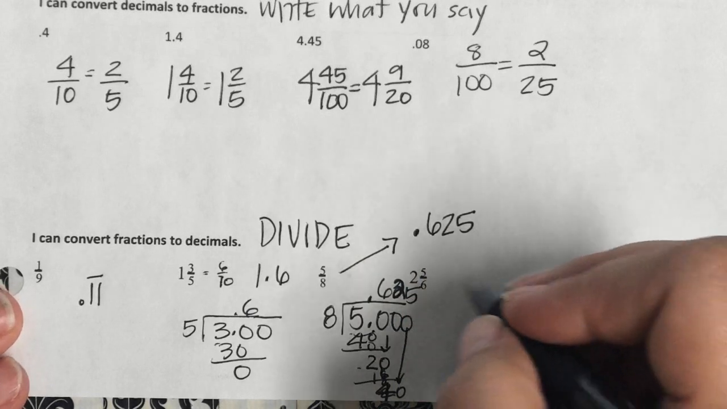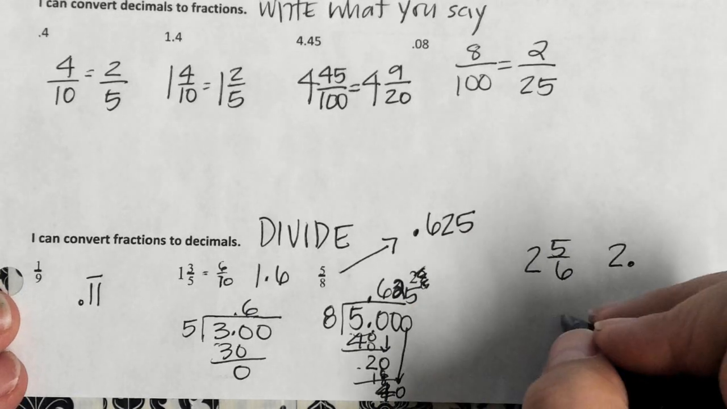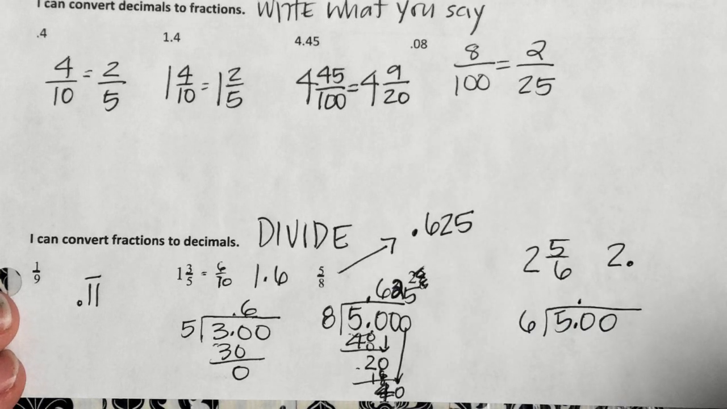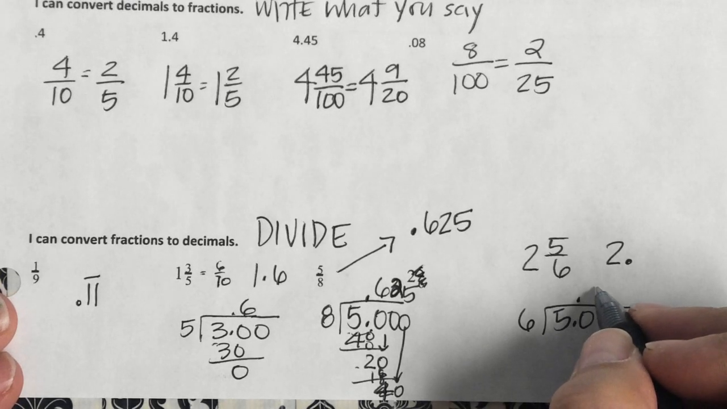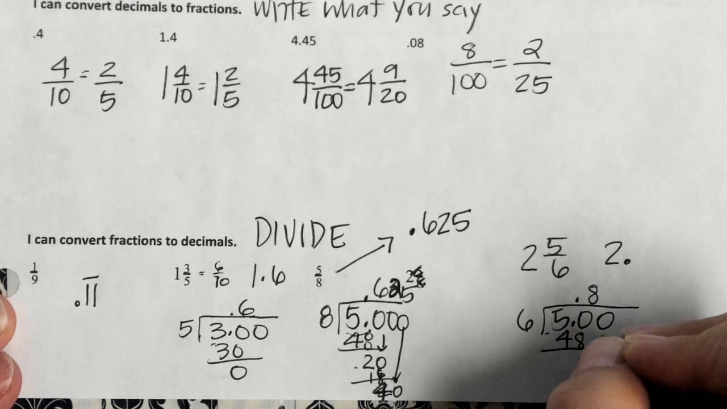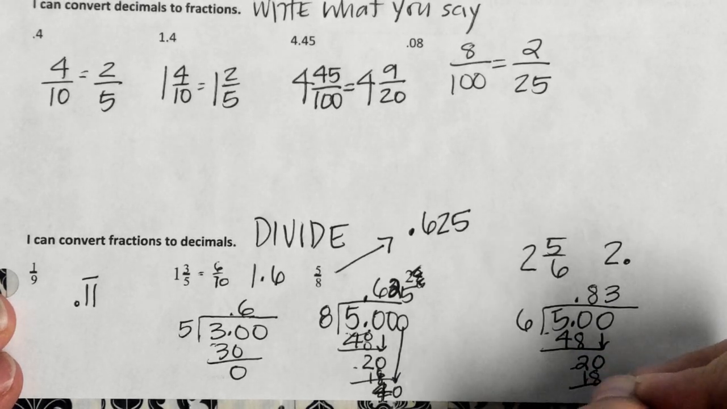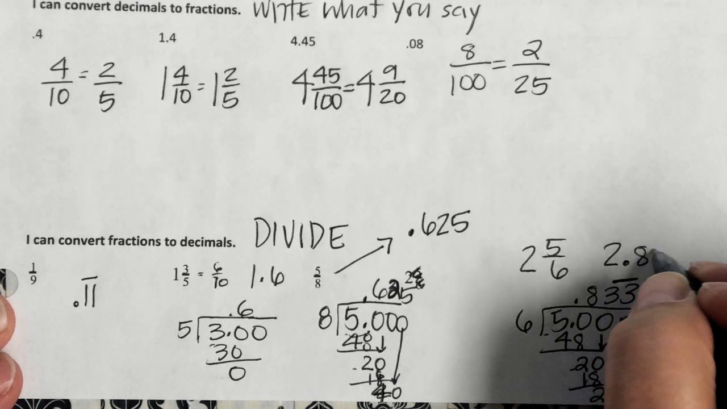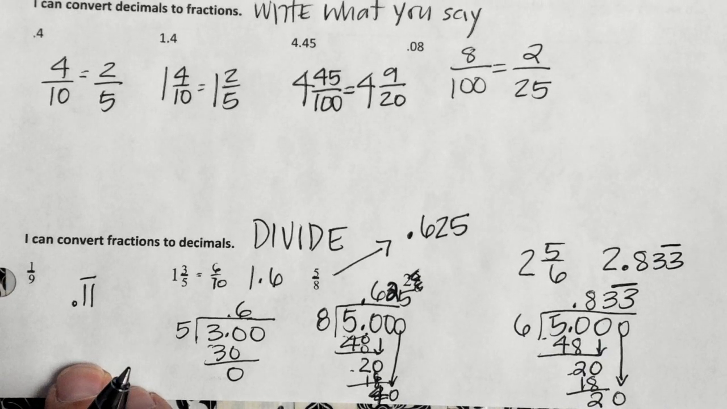And the last one, we have a whole number. I'm going to write it over here so we can actually see it. 2 and 5/6. We leave our whole number, and then we set up 5 divided by 6. Remember, numerator is always in the house. How many times will 6 go into 50? 8 times. That gives me 48. Have 2 left over. 6 goes into 20 3 times. Have 18 left over. 2 left over. Now it's repeating. Okay, so 2 and 833 thousandths repeating.